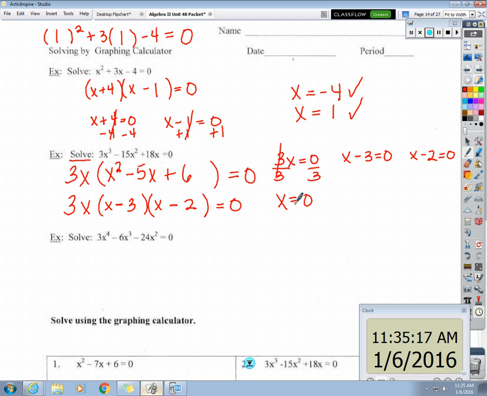We know we're going to have 3 because it's cubed. Then your next one, add 3, so your second solution is positive 3. And then what's your third solution? Positive 2.